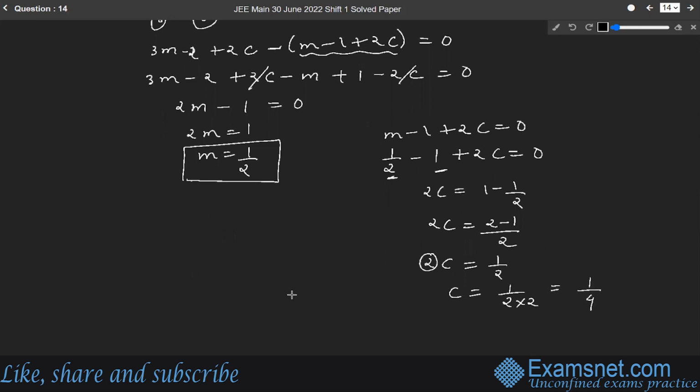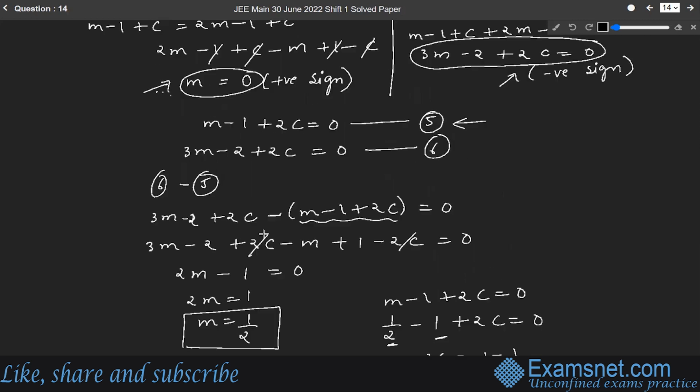Now you can see that we have both the values. We have the value for m and we have the value for c. What is m? m is 1 by 2 and c is 1 by 4. What we have to do is we have to find the radius of all the circles, right?